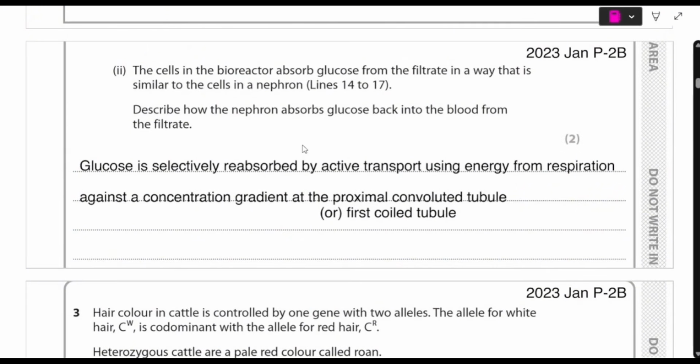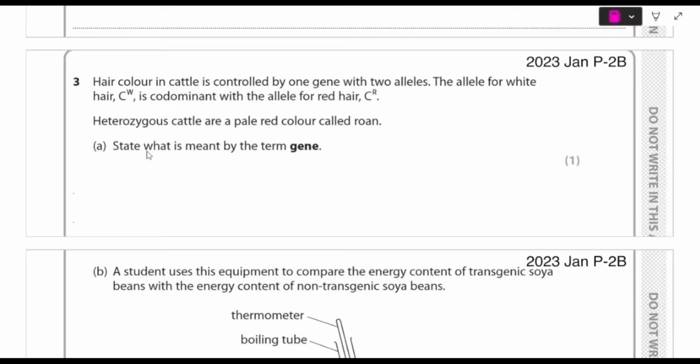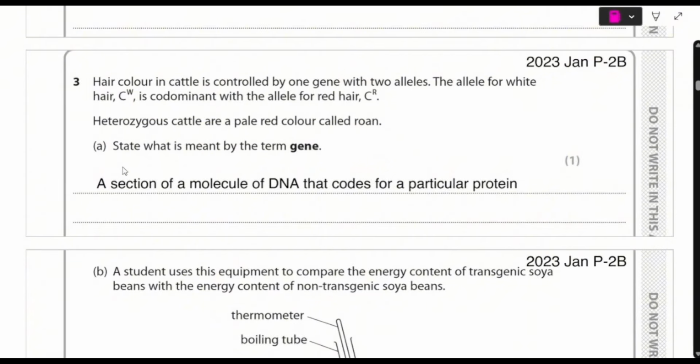Next, we have: hair color in cattle is controlled by one gene. So this is the information. Then they've asked us to state what is meant by the term gene. So a gene is just a part or section of DNA that codes for a protein. So for 1 mark: this is a section of a molecule of DNA that codes for a particular protein.